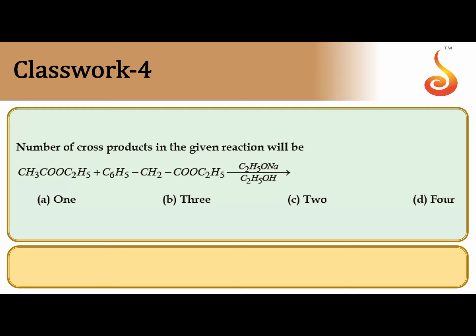Number of cross products in the given reaction will be. So this is also Claisen ester condensation in the presence of base, alpha hydrogen. In both the compounds alpha hydrogen is there. So that's why there are two cross compounds.